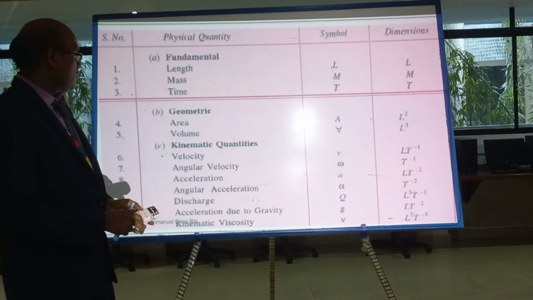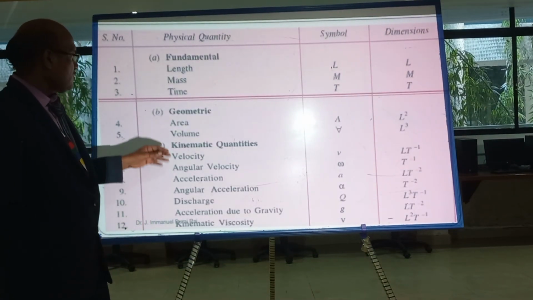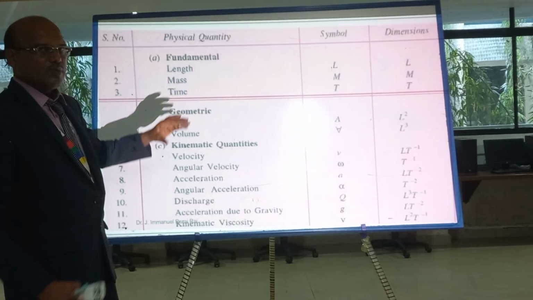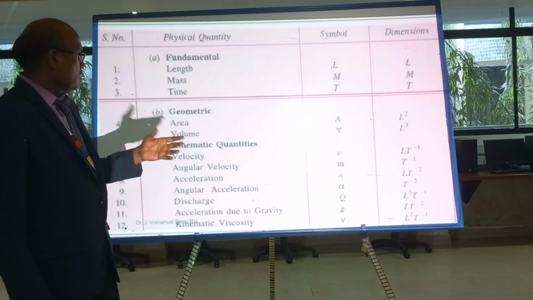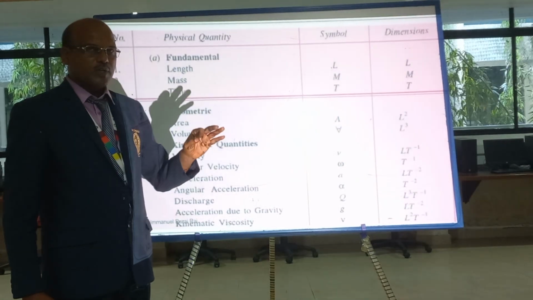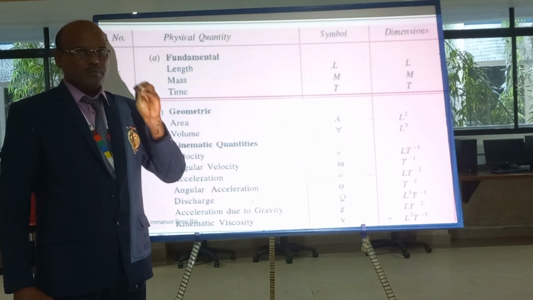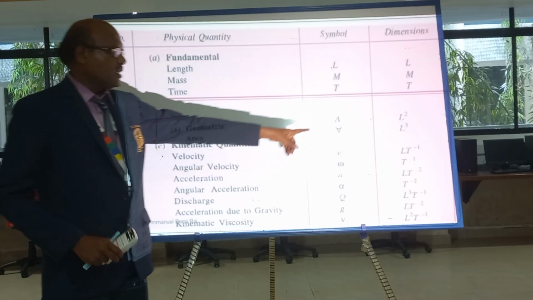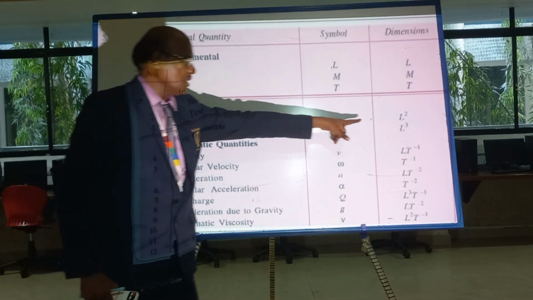Similarly, we will have derived dimensions. This is fundamental and it is geometry, which is used to measure. The area will be taken as meter square; the unit of area is meter square. So it is measured as meter into meter, length into length. So it is taken as L square.